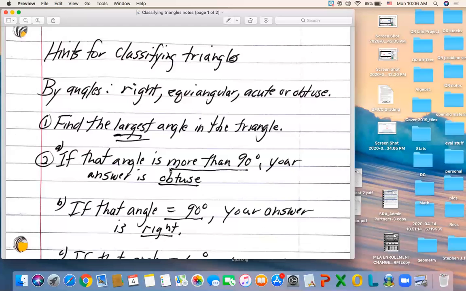When you find that largest one, if it's more than 90 degrees, then your answer is obtuse. So if I go to a triangle and find a 100-degree angle, then my answer is obtuse when I classify by angles. If the angle equals 90, then your answer is right. A 90-degree angle is a right angle. If a triangle has one right angle, it's called a right triangle.